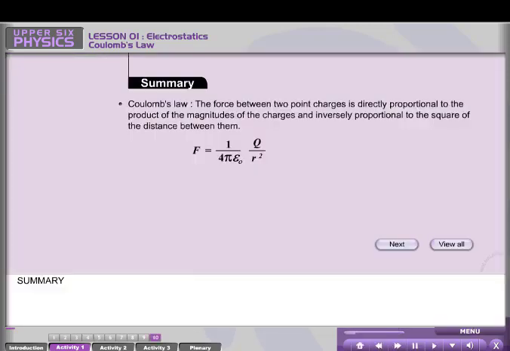Summary. Coulomb's law. The force between 2 point charges is directly proportional to the product of the magnitudes of the charges and inversely proportional to the square of the distance between them. F equals 1 over 4 pi epsilon naught, Q1 Q2 over r squared.